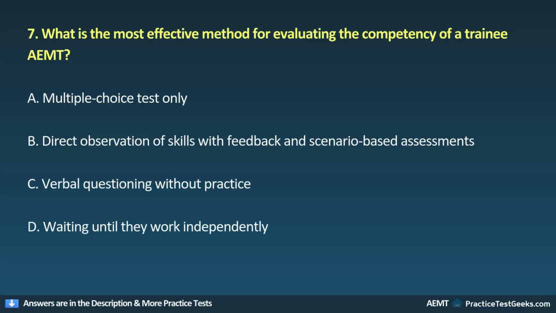7. What is the most effective method for evaluating the competency of a trainee AEMT? A. Multiple choice test only. B. Direct observation of skills with feedback and scenario-based assessments. C. Verbal questioning without practice. D. Waiting until they work independently.